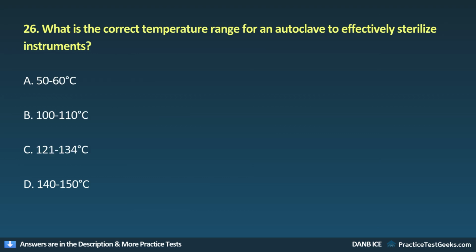26. What is the correct temperature range for an autoclave to effectively sterilize instruments? A. 50 to 60 degrees. B. 100 to 110 degrees Celsius. C. 121 to 134 Celsius. D. 140 to 150 degrees Celsius.